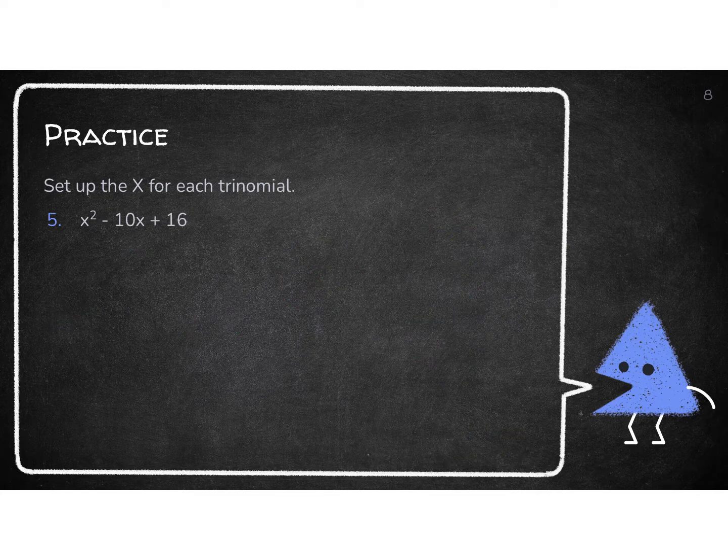Example number 5 here, I have x squared minus 10x plus 16. So I'm going to go ahead and see there's no GCF. Set up my x. I have a times c to get the top number, so 16. B goes on bottom, so I have a negative 10 on bottom. So I'm looking for the factors of 16 that add or subtract to a negative 10. So I have 1 and 16, 2 and 8, 3 does not go into it, and 4 and 4.